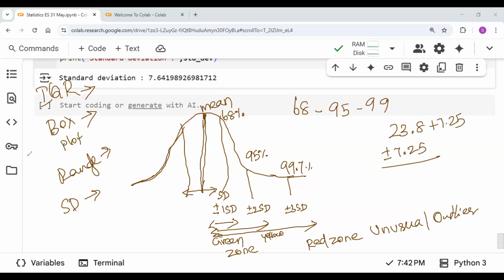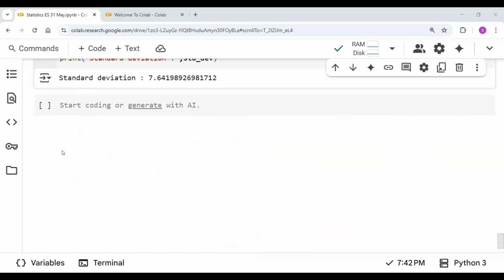Let me erase this one, guys. Let me tell you clearly. Green zone and red zone. Approximately 16.55 to 31.05.